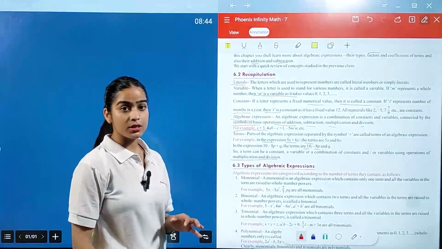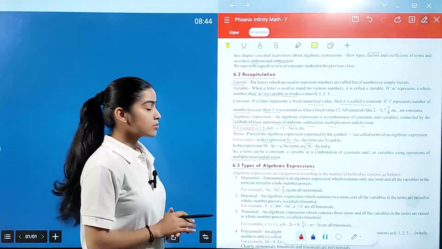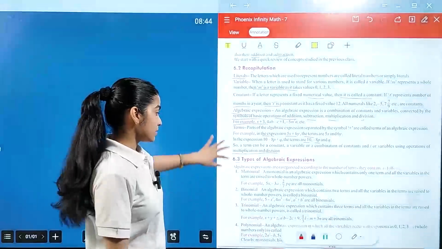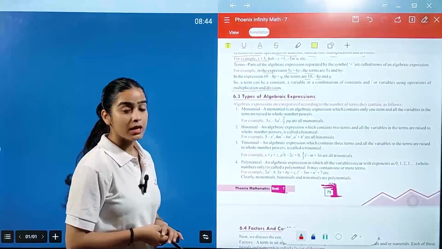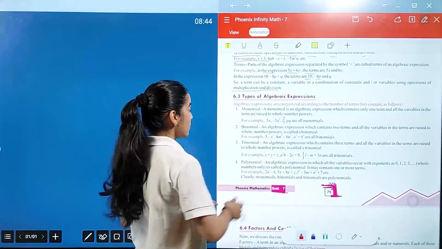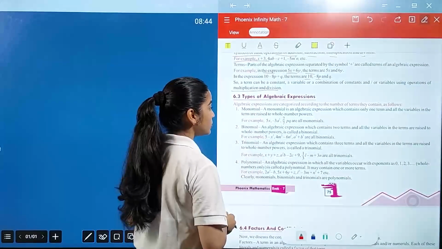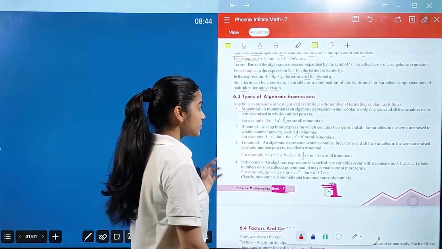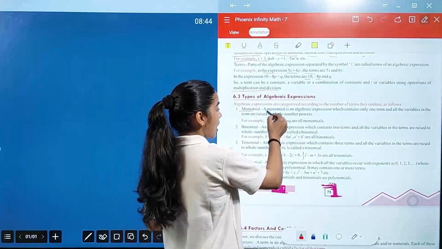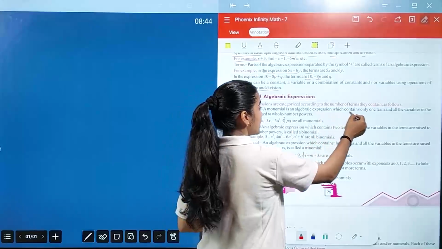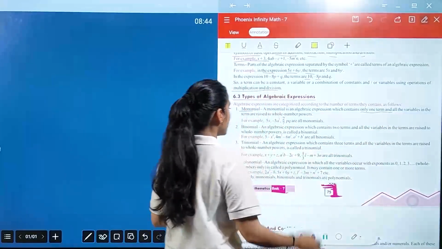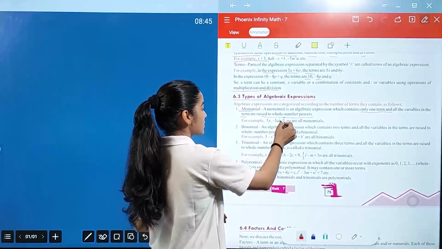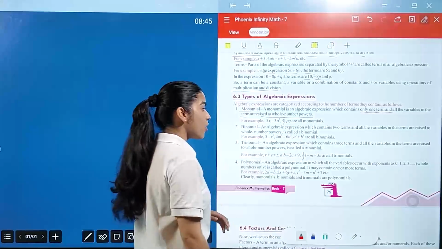I hope, students, this recapitulation part helps you remember your previous concepts. Now we are going to learn a new concept, which is types of algebraic expressions. Algebraic expressions are categorized according to the number of terms they contain as follows. Monomial: a monomial is an algebraic expression which contains only one term, and all the variables in the term are raised to a whole number power. So 5x, minus 3x square, 2 by 7 pq are all monomials.